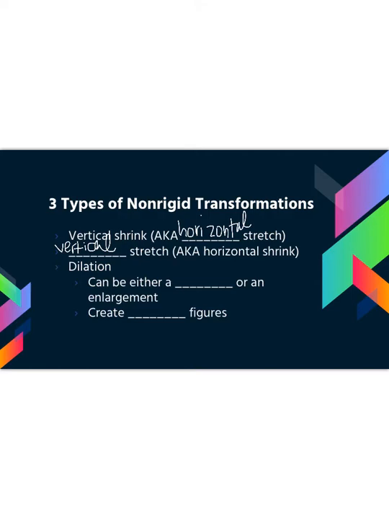The final type of non-rigid transformation is a dilation, and these are pretty special. It can either be a reduction or an enlargement. So dilations make the figure either bigger or smaller, but it never changes the actual shape. Whereas the vertical shrink or the vertical stretch, they do change the shape of the figure. So dilations are really special because they create similar figures. We'll learn more about dilations in another lesson. Just like we talked about earlier that congruent has a special symbol, so does similar. So if you were to use a symbol to represent similar figures, it would just be this symbol.